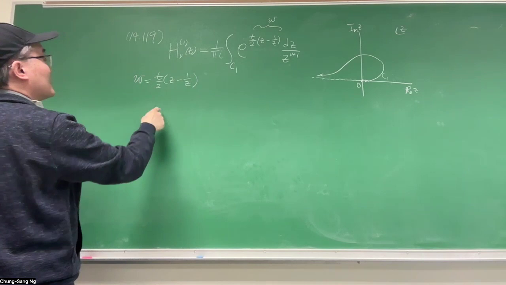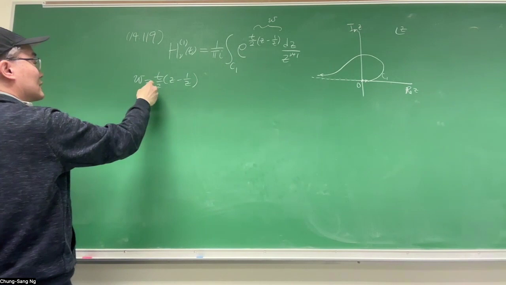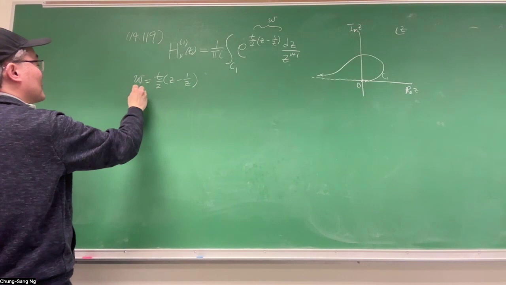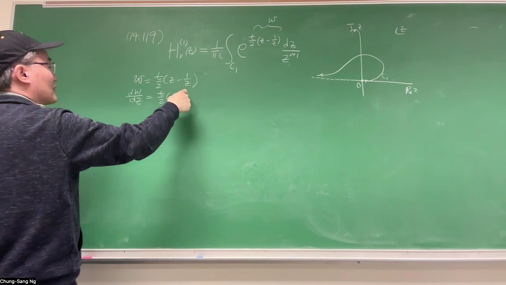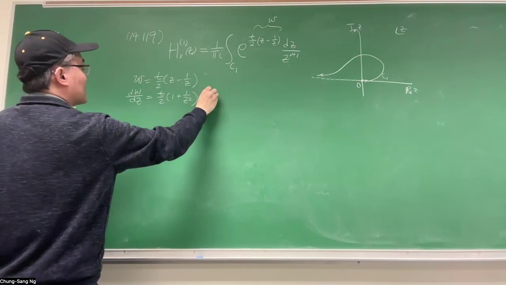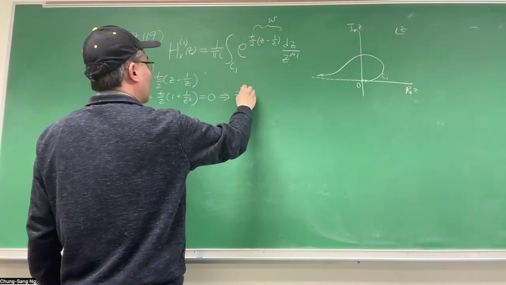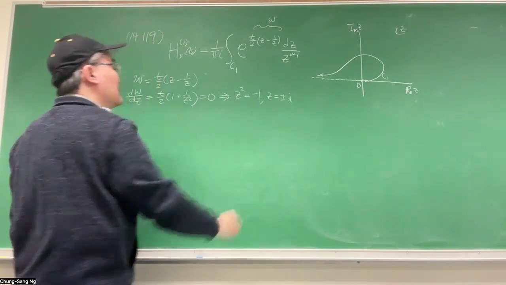And then to get the maximum, of course, you take the derivative. So this is the derivative with respect to z, so dW/dz, equals t over two, times one minus one over z squared, minus c squared, and set that to 0. So this means that the saddle point is given by z squared equals minus 1, or z equals plus or minus i. Okay, so this ends up having two saddle points.